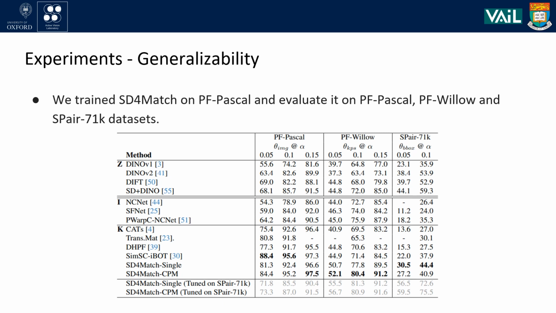We achieve the best result among methods tuned on the PF-Pascal dataset, but observe a performance deterioration on the SPair-71k dataset compared with zero-shot methods. We attribute this to the fact that PF-Pascal is a relatively small dataset, so tuning the model on it may cause a certain degree of overfitting. If we look at SD4Match tuned on the larger SPair-71k dataset, we surpass all zero-shot methods.